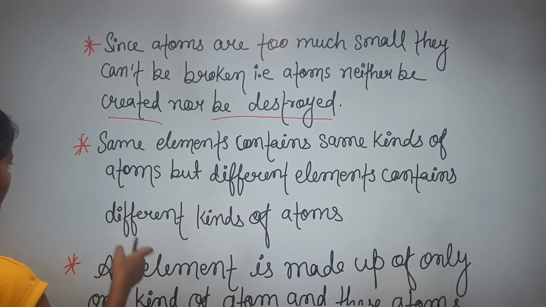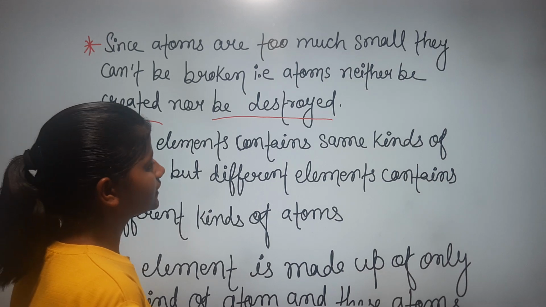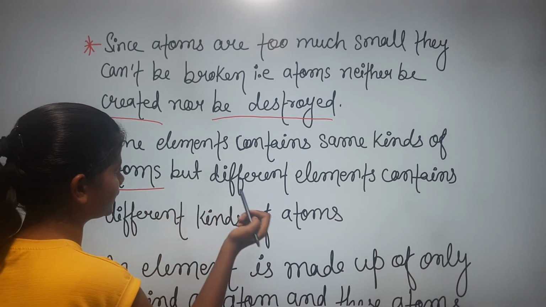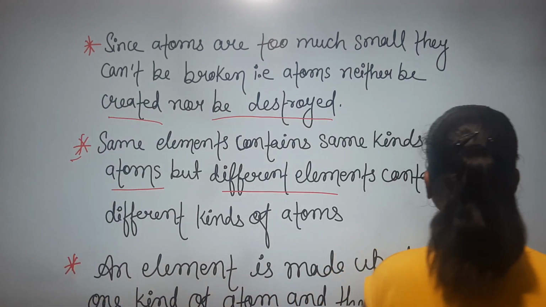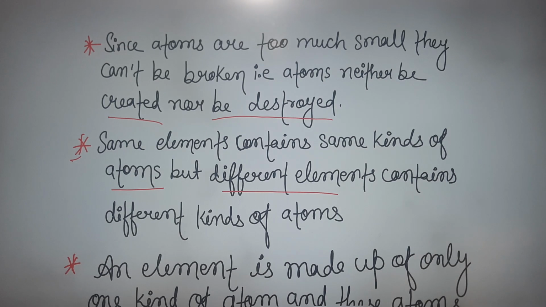And the third point is that same elements contain the same kinds of atoms, but different elements contain different kinds of atoms. Our third point is that the same element contains the same type of atom, and different elements contain different kinds of atoms. This is our third point.